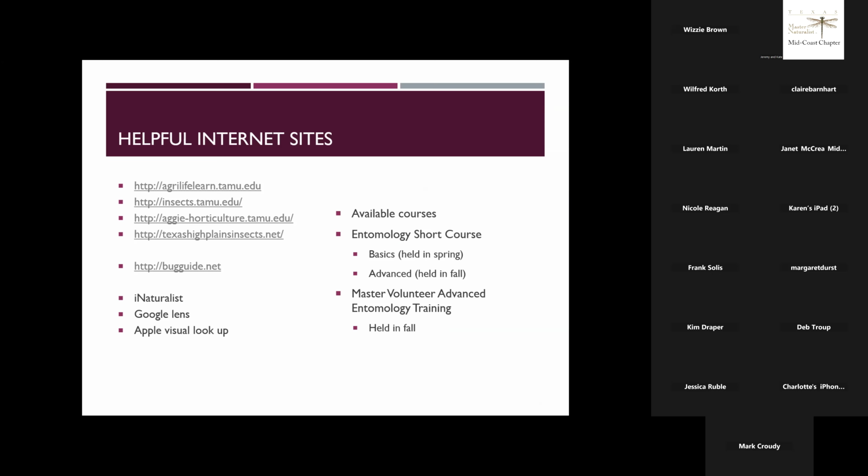On the right-hand side of this slide, I do want to mention that we do have some extra courses. One, since you guys are going to be master naturalists, we do have a master volunteer advanced entomology training that is held every year in the fall. You do have to be a certified master gardener or naturalist to take the course. So you guys wouldn't be able to take it right now unless you're graduated and you already have your hours done and whatnot. Then you could probably sign up. But I don't know if there are any spaces left because it does sell out pretty much every year. But we do hold it every year.